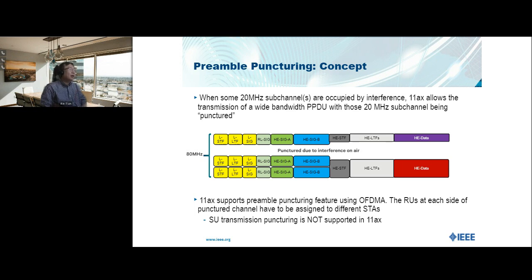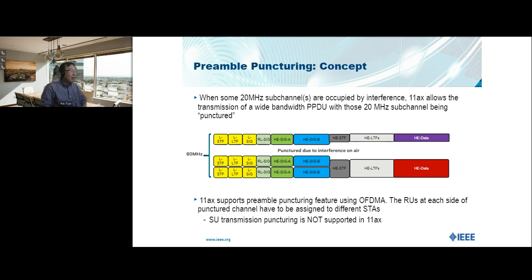By the way, it's called preamble puncturing because the most important part is puncturing the preamble. The data portion is achieved by not assigning it. So as long as the preamble is punctured and you don't assign the data portion in that interfered region, you achieve the purpose.